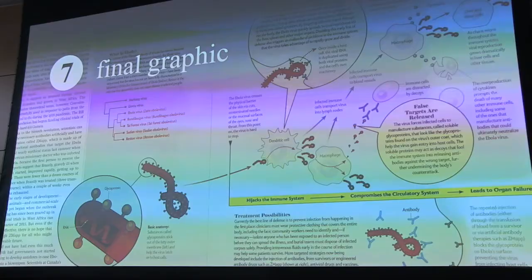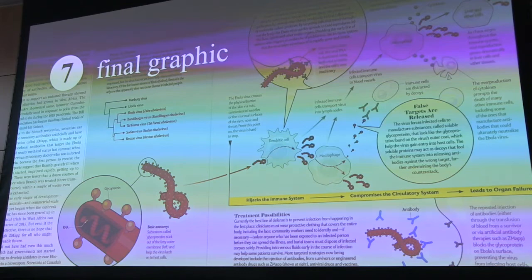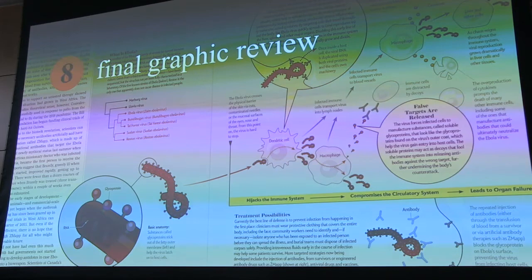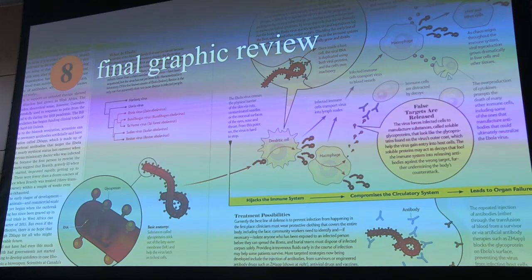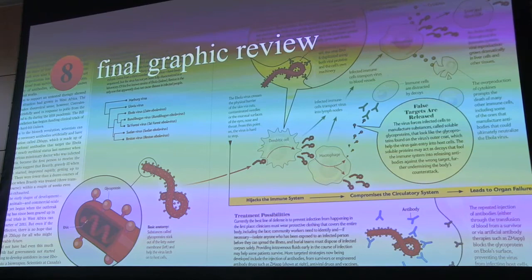Stage 7, the final graphic. Once the technical details are all in place, the final rendering is fleshed out. And stage 8 is final graphic review. The final rendering is sent around for a last look by colleagues, including a copy editor and a fact checker, and the expert consultant to ensure that no errors were introduced at the final rendering stage and that the details are sound.